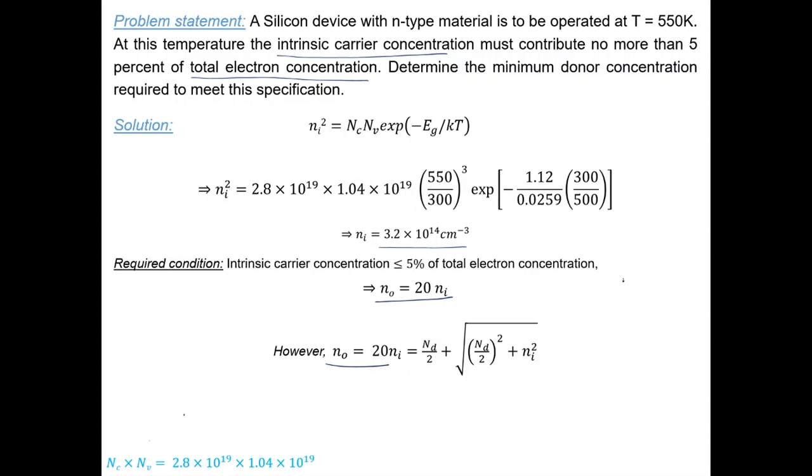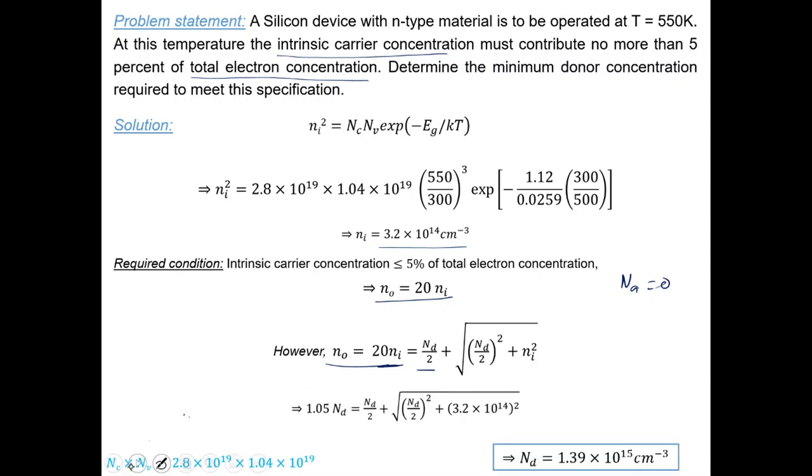There is no Na, so Na equals 0 here. We use the relation that we derived in the previous slide. So you feed all the values: Nd minus Na divided by 2, and Na is 0, so Nd divided by 2, and then Nd divided by 2 square plus Ni square equals 20 Ni. You solve this quadratic relation, and what you get is Nd equals 1.39 times 10 to the power 15 per centimeter cube.